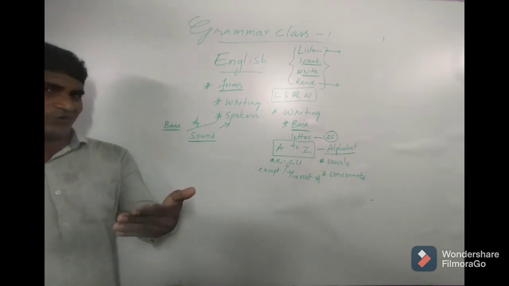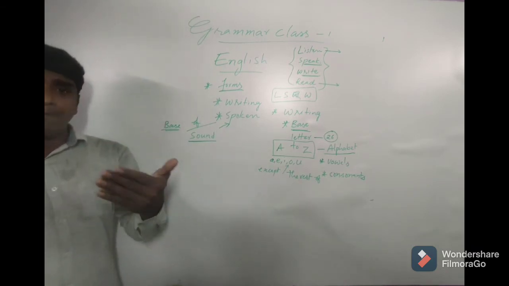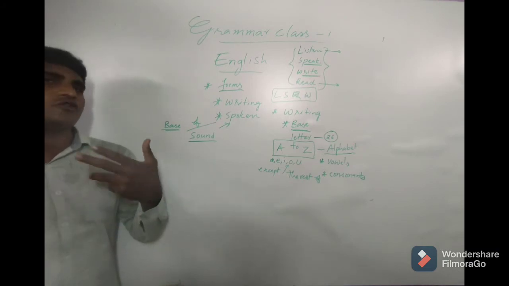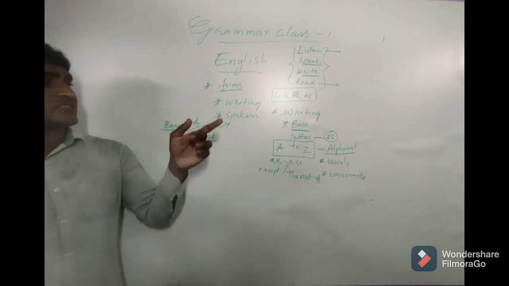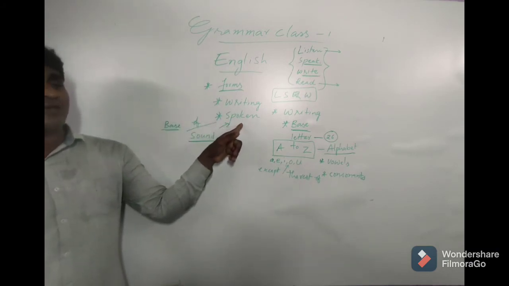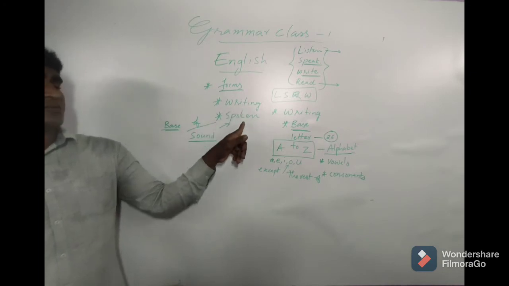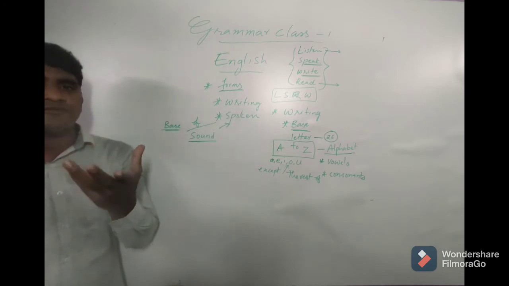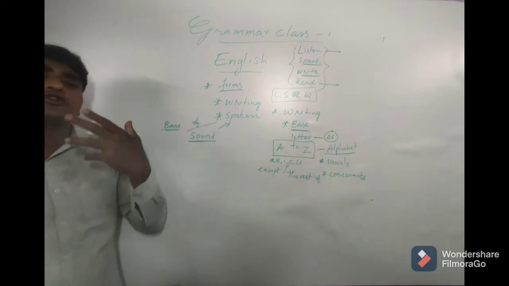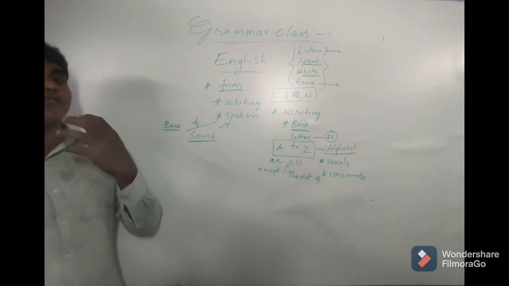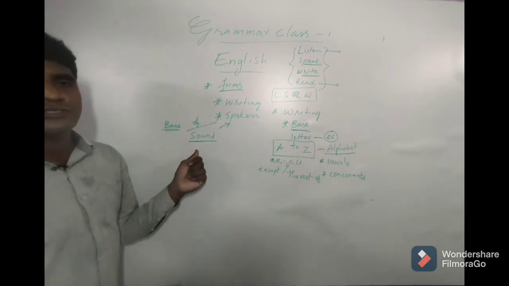Now I'm talking to you, right? I'm speaking to you by using some sounds. Here I'm using the English language. Which form am I using here, the writing form or the spoken form? I'm using the spoken form. To use the spoken form, I use some sounds.